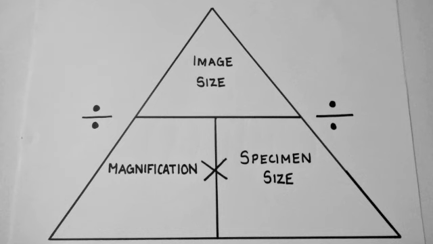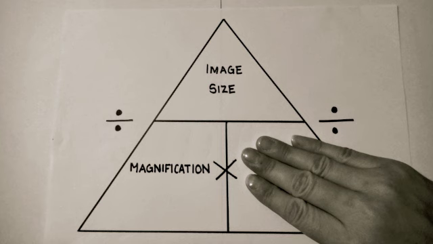Today we're going to be calculating linear magnification of drawings and the actual size of specimens in images of no magnification. We'll be working with this formula. To use it, all you need to do is cover up what you're trying to find. For example, to find specimen size, you would do image size divided by magnification.